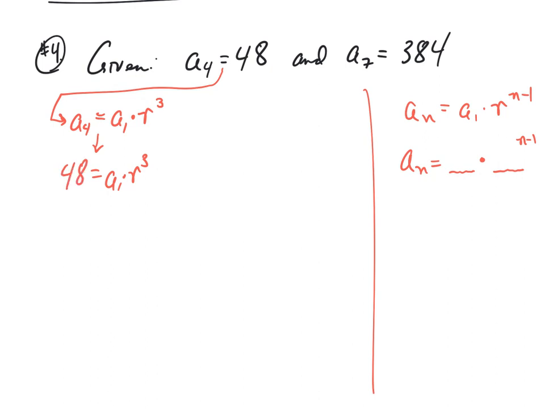Now, all by itself, that's one equation with two variables. The two variables are a1 and r. One equation, two variables, bad. Can't solve. So what I have to do is the same thing for the second piece of info.